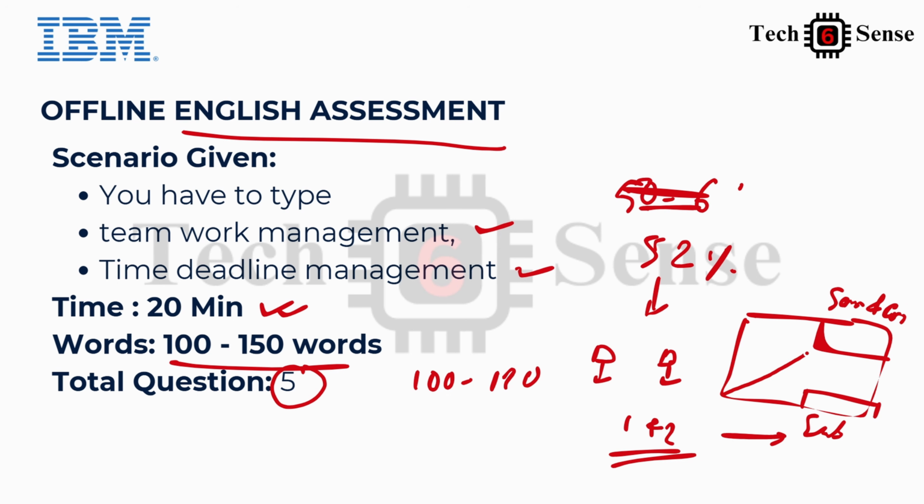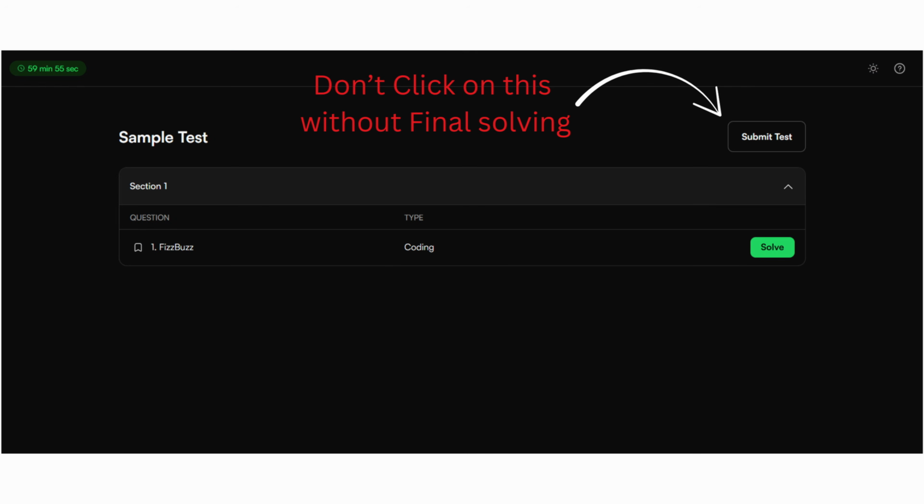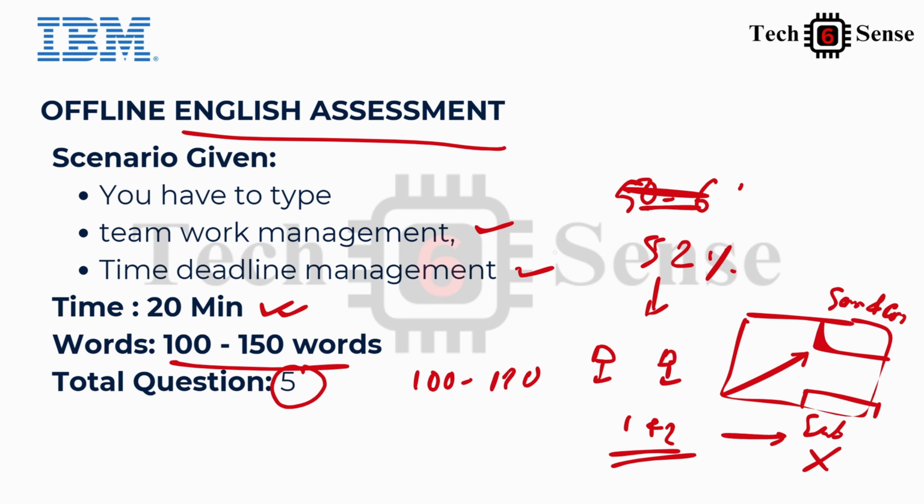So my suggestion would be, after writing one coding question, you must click on the save and continue button. By mistake, if you click on the submit button, there is no option to reattempt it. So be careful here. There are a few students who have already made this particular mistake, so I have to mention it over here.